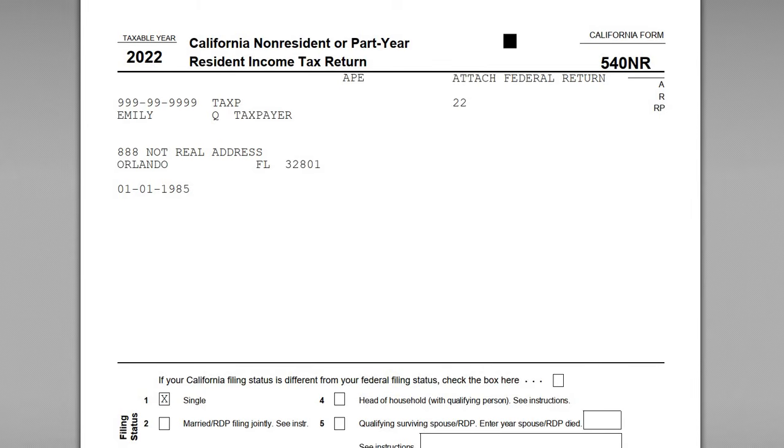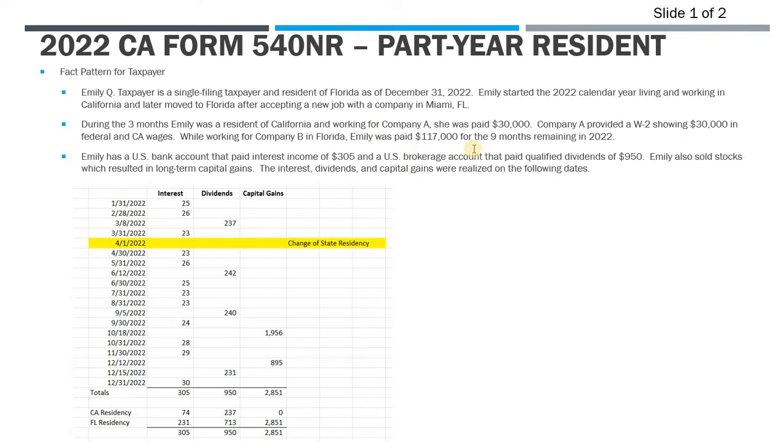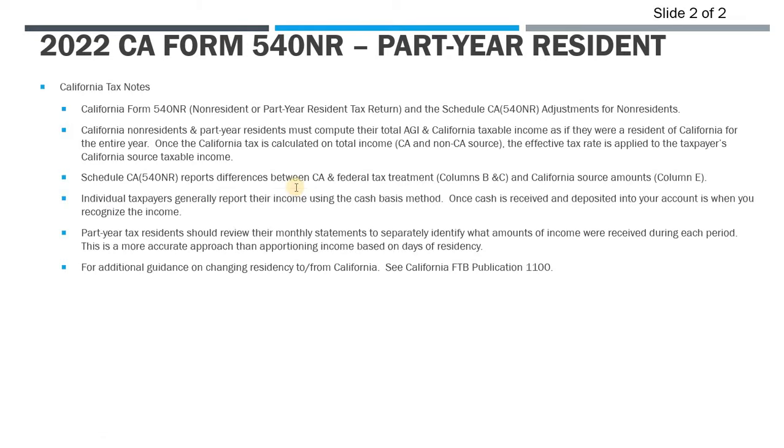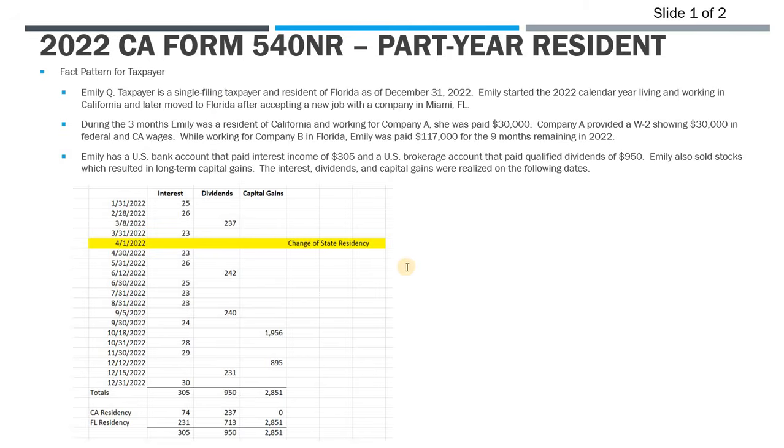We'll go through both of those pieces, and in addition to that, we do have two slides here. The first one covers some background information on the fact pattern that we're going to be working with, and the second one covers some additional notes on some California adjustments and things that we need to be mindful of as we go through the forms. So let's start with the slides and we'll move on to the 1040. We'll go through the 1040 fairly quickly so we can spend more time on the California return itself.